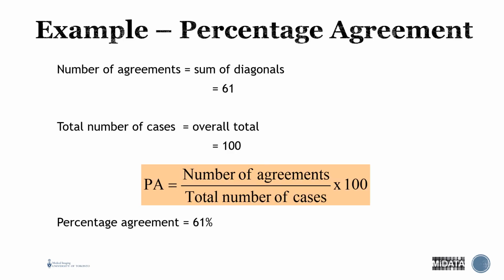Let's look at an example for percentage agreement. So first we need the number of agreements. Now if you look at your contingency table, it's going to be the sum of the diagonals. For example, 61. The total number of cases, of course, as you know, is the bottom right margin cell, which is your total number. And in this case, let's say the total overall number is 100. So then your percentage agreement, of course, is the number of agreements over the total number of cases multiplied by 100, which gives you 61%. Okay, so this isn't too difficult.